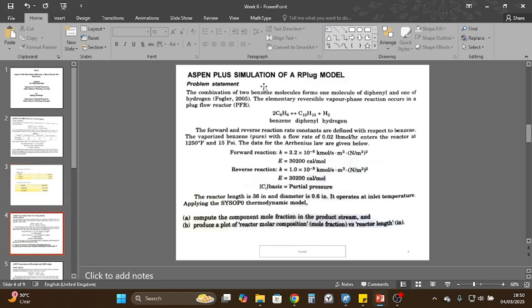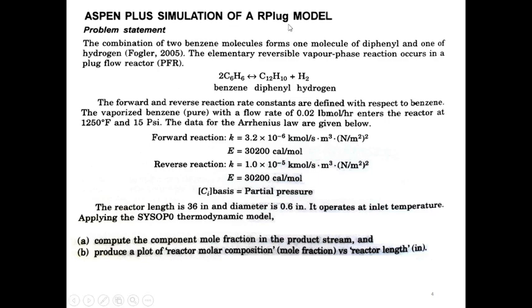So let us do another problem. Over here, previously we had done RCSTR. Now we are going to do RPlug, that is plug flow reactor. So this is the problem statement. The combination of two benzene molecules forms one molecule of diphenyl and one of hydrogen. The elementary reversible vapor phase reaction occurs in a plug flow reactor, that is benzene, diphenyl and hydrogen.